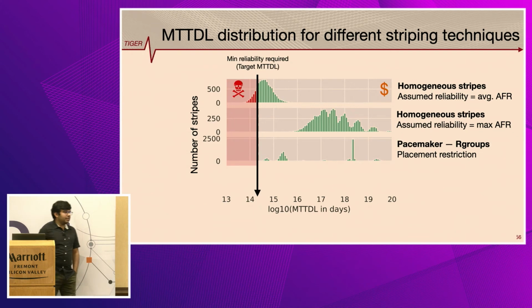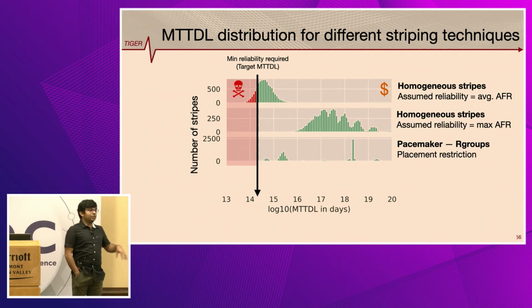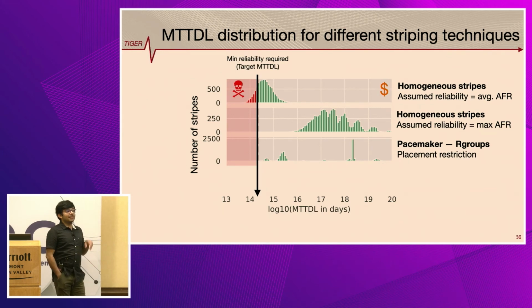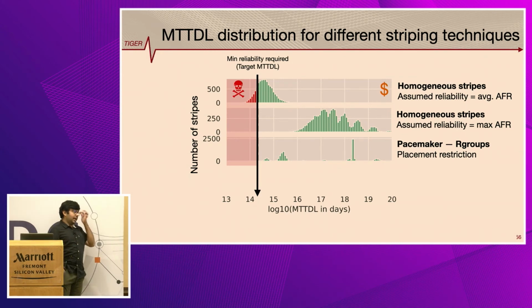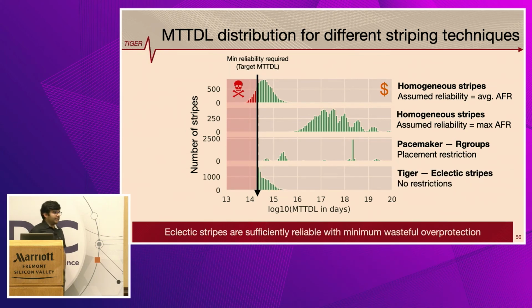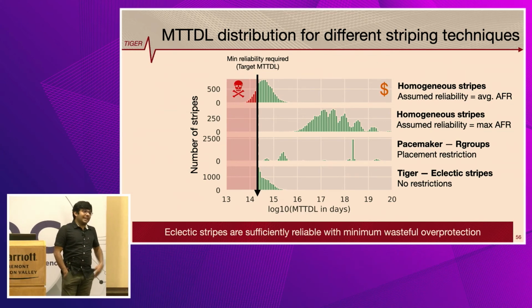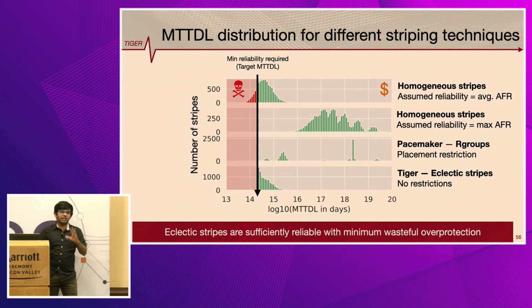You have Pacemaker that creates redundancy groups and has stripes within those redundancy groups. So none of the stripes are under-reliable, but you still see clumps of stripes that are to the very right, and they're wasteful because they have a higher MTTDL than required. And with Tiger and eclectic stripes, all the stripes are sufficiently reliable and in fact adequately reliable. They're closest to the black bar, so you're not wasteful and you're always above the reliability target.